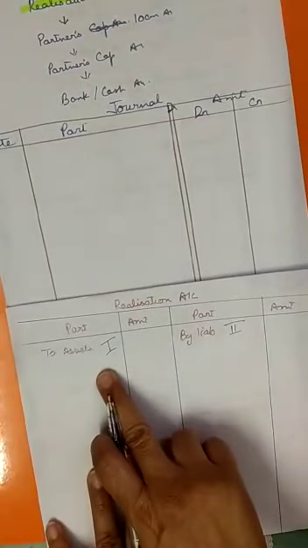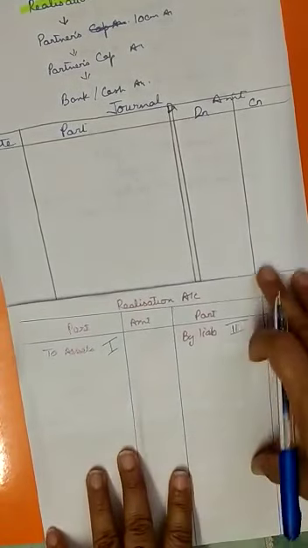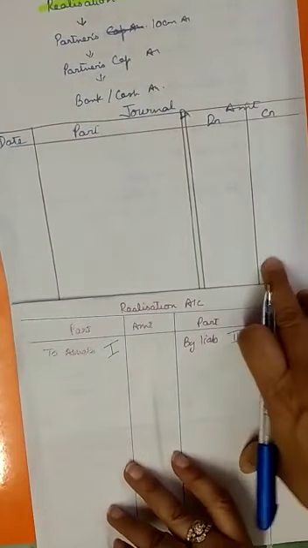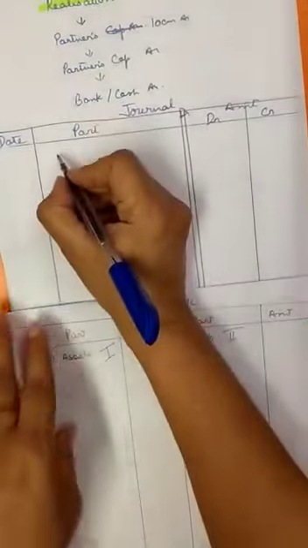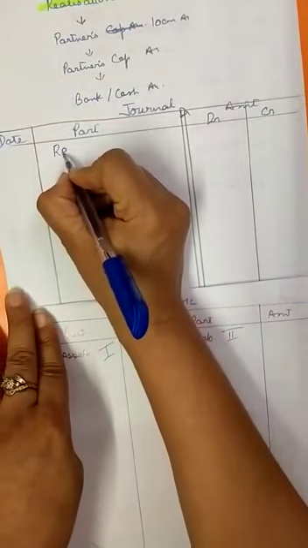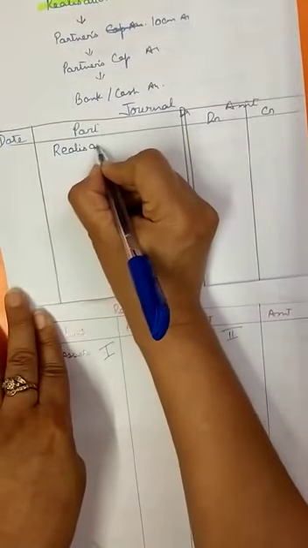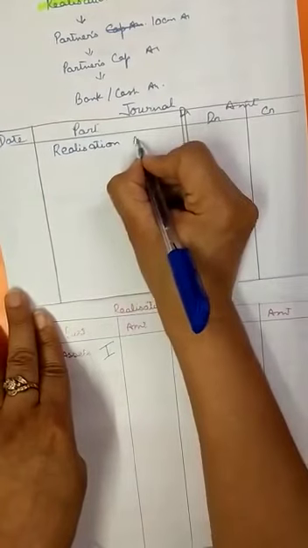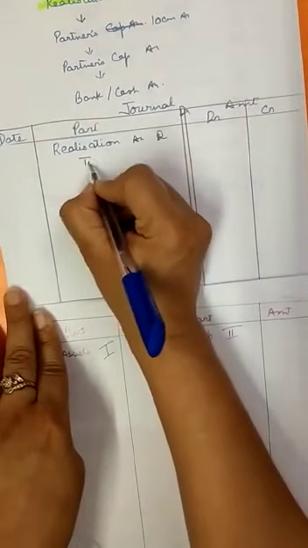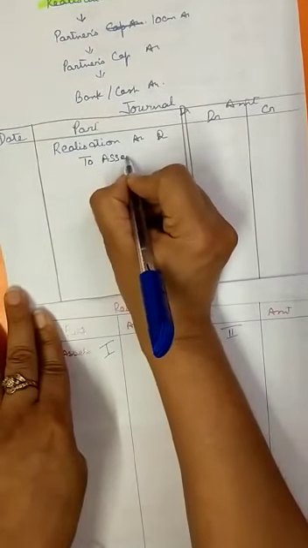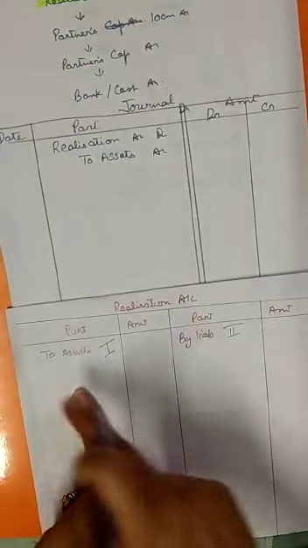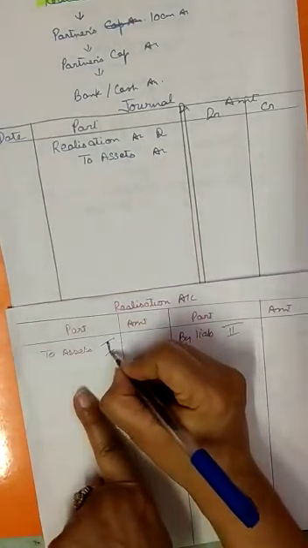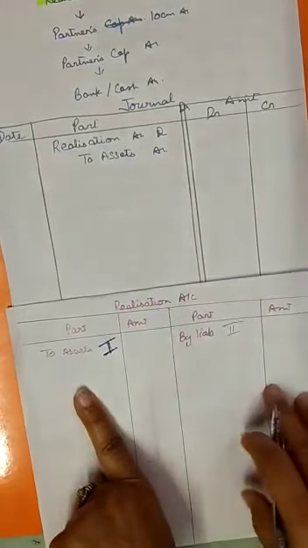We will begin with step number 1. Step number 1 is transfer all assets. Your assets have debit balance. To transfer your assets you have to credit them. So the journal entry will be realization account debited to assets, being assets transferred, and this is how you post your assets. You write to assets and that is your step number 1.